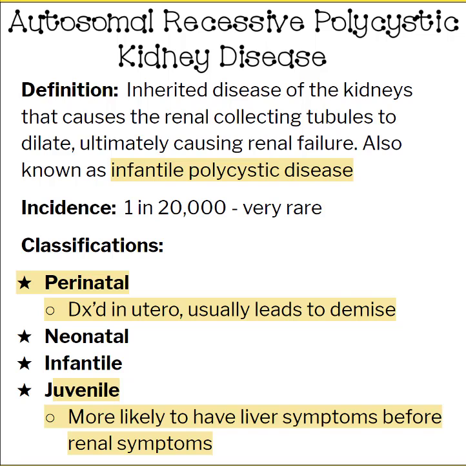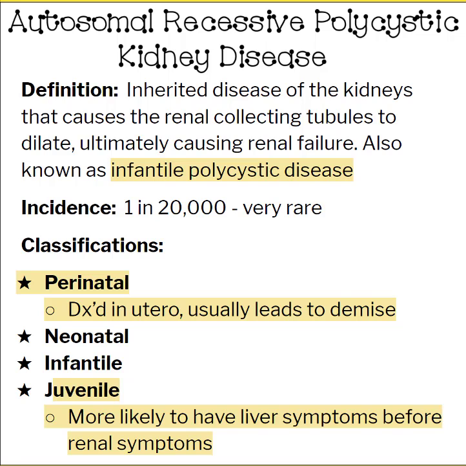When they have children, they have a 25% chance that both of those autosomal recessive genes get passed to the same child. The same child has to have both of those autosomal recessive genes from their parents to exhibit the disease. So again, it's a 25% chance with autosomal recessive genetic disorders. What ends up happening in autosomal recessive polycystic kidney disease is that the child inherits it from their parents, and the collecting tubules of the kidney begin to dilate, and as those begin to dilate, they do cause renal failure.